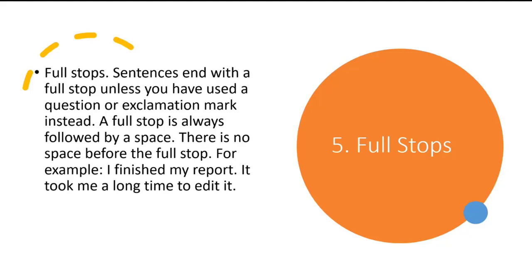All right. The full stop, right? We all know that after the sentence, when the sentence ends, we need to include a full stop, right? The full stop indicates that the sentence is complete and it has come to an end. And one thing to note with the full stop is that there always needs to be a space after the full stop before you start the next sentence, but not before, right? Sometimes students make the mistake to put the space before the full stop. The space comes after the full stop. As you can see in the example, I finished my report. Full stop, there's a space. It took me a long time to edit.